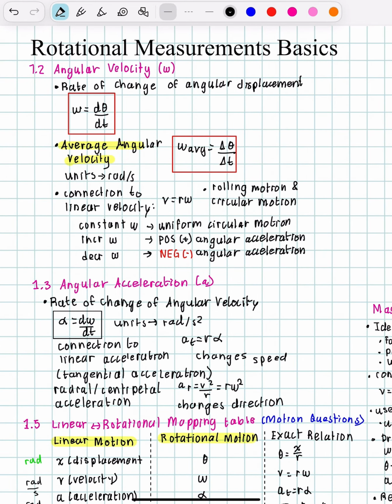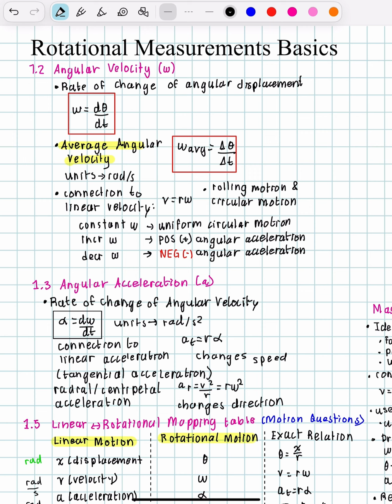Rotational kinematics is where physics students usually panic, not because it's harder than linear kinematics, but because it looks different. The truth is, rotational kinematics is the same math, just with different symbols. In this video, we'll translate everything you already know about motion into the rotational world and solve some of the hardest physics problems step by step.